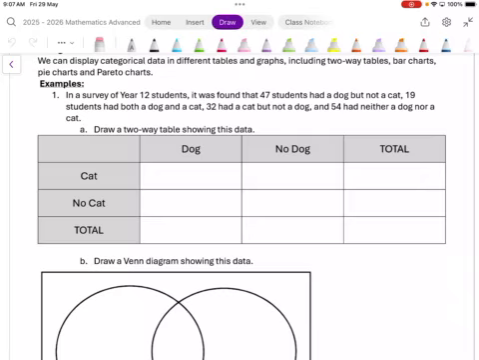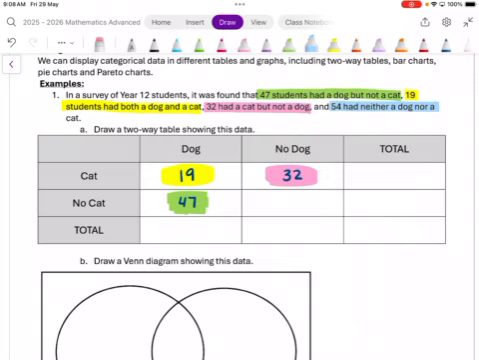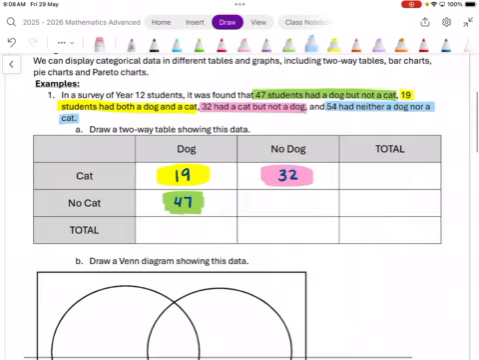So the first number that we're given is that 47 students had a dog but not a cat. So that is going to go in our dog no cat box, which is here. So we will put our 47 in that spot. Our next information is we have 19 students had both a dog and a cat. So that will go in our dog cat spot, and we'll put our 19 there. We then have that 32 had a cat but not a dog. So cat, no dog. We'll put 32 there. And then we'll have that 54 had neither a dog nor a cat. So our 54 will go in this spot here.